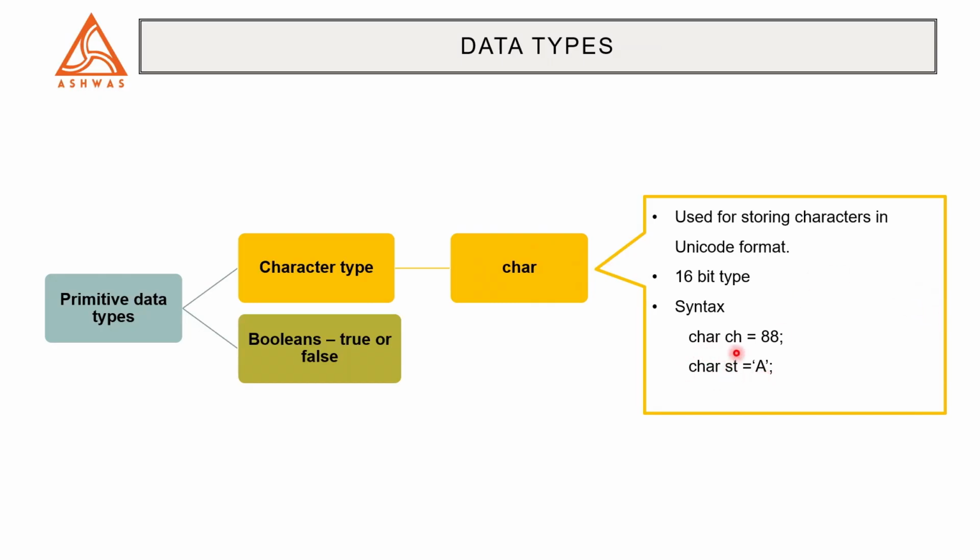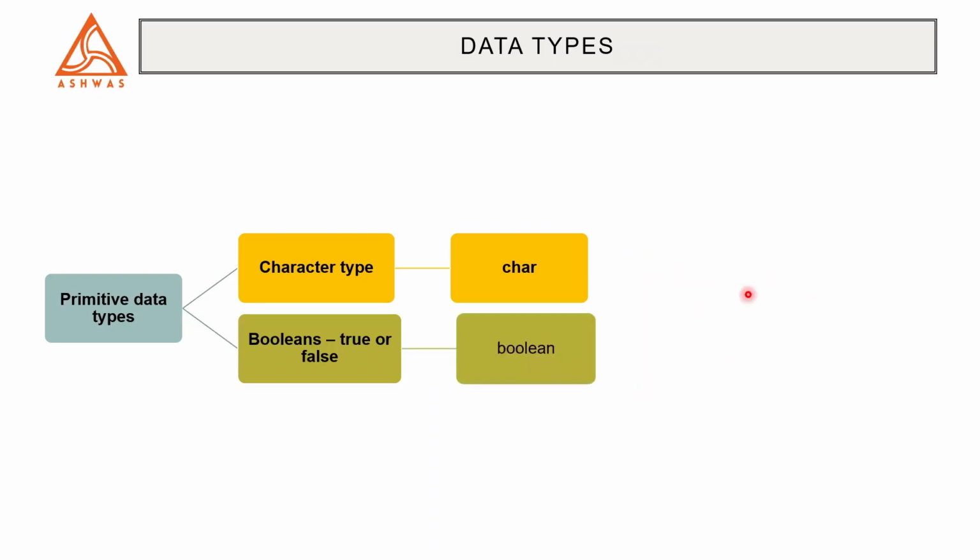So if I say char ch is equal to 88, this 88 corresponds to the Unicode letter assigned in that format. Again, if I say char st is equal to a, then a can also be read using its ASCII value. So this is something that can come in handy if you want to manipulate the characters, understand them, or read their ASCII value. You can use char to represent that data. It is a 16-bit type.